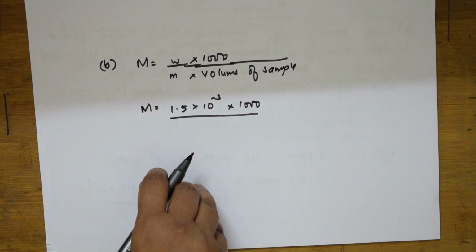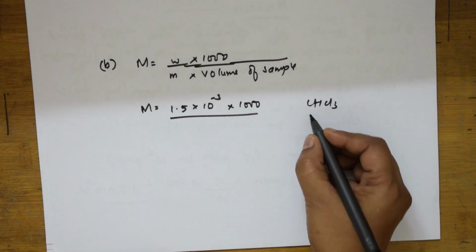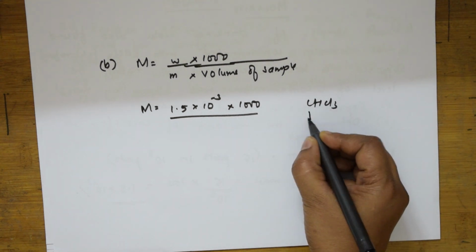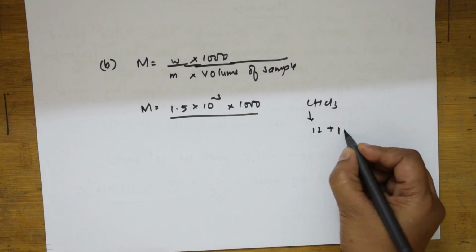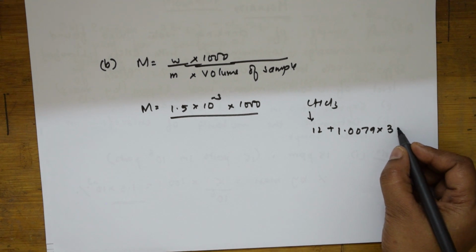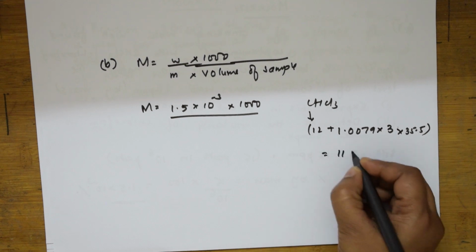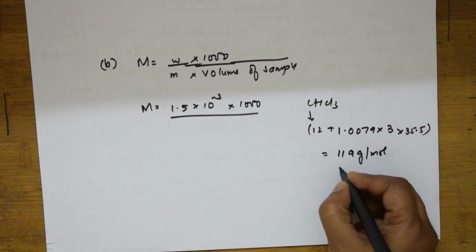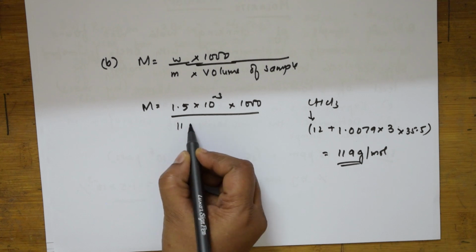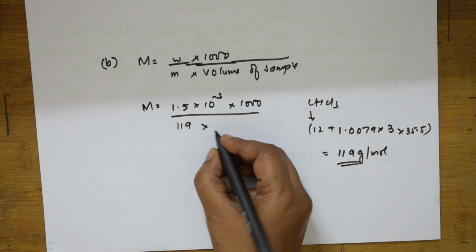What is the molar mass of this? Molar mass of which one? They said chloroform contamination. So chloroform contamination means I can easily find it. CHCl3, how much is this? Carbon comes to 12 plus hydrogen is 1.0079. How much is chlorine? 3 into 35.5. When I solve this, for chloroform I get an answer of 119 gram per mole. This is your molecular weight. So substitute that value: 119 gram per mole, that is your 119, into the volume of the sample, which is 100.